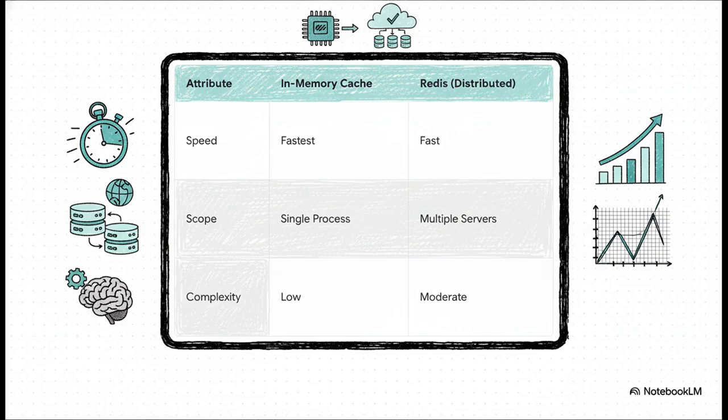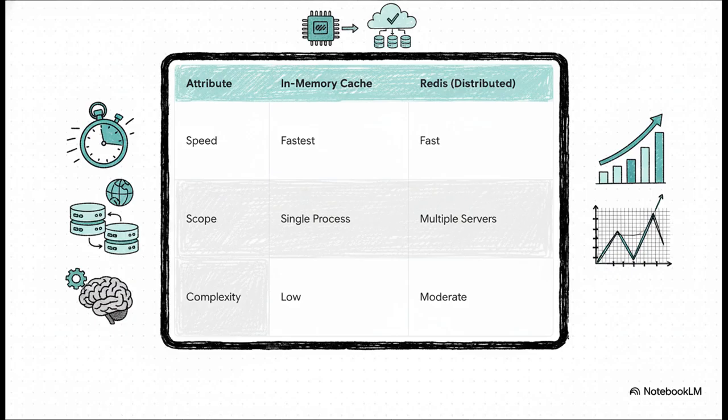Now, when you implement a cache, you have a pretty key decision to make. For pure simplicity, an in-memory cache is blazing fast. But the catch is, it only exists within a single server. As soon as you scale up to multiple servers, they can't share that cache. And that's when we need a distributed cache, something like Redis.